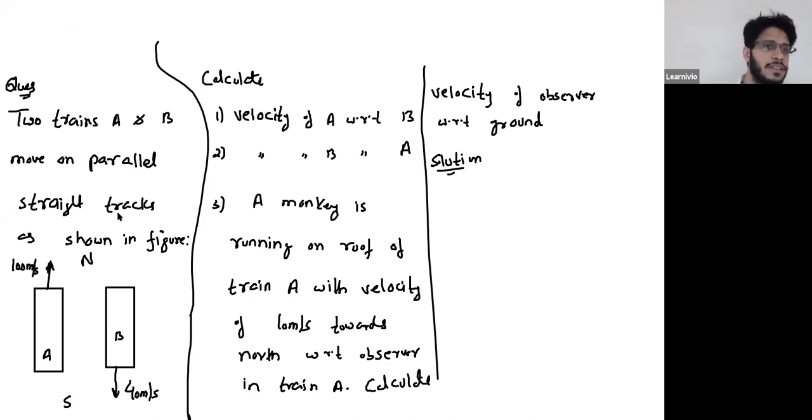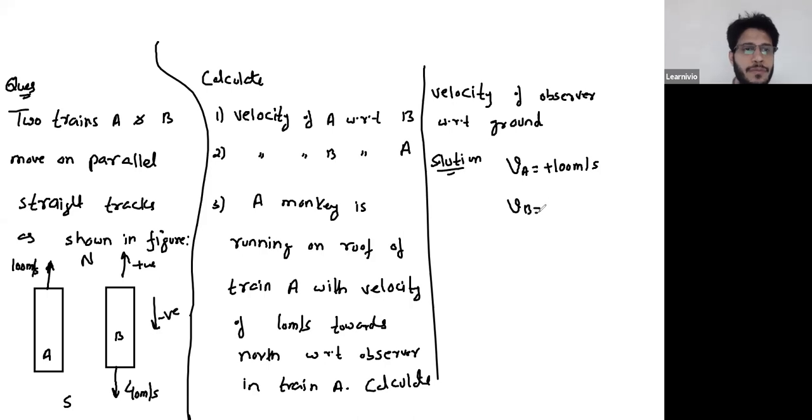If I consider this direction as positive, then this would be negative. If I'm saying north is positive, then south is negative. There's nothing special about north. You can as well take south as positive, so north will become negative. This is convention, whatever you follow. So I'm considering VA as plus 100 meter per second. So your VB will be minus 40 meter per second.